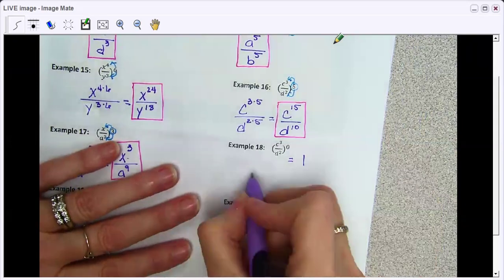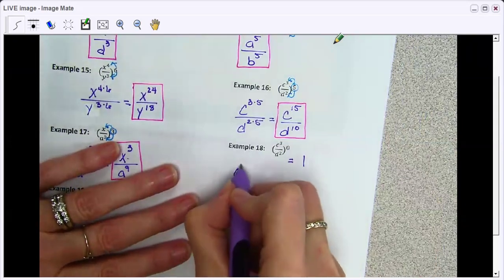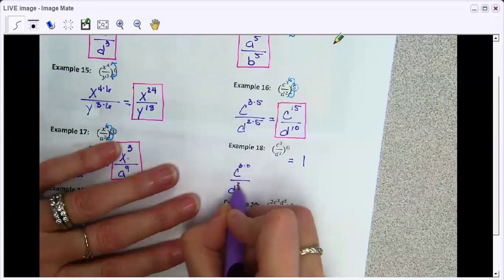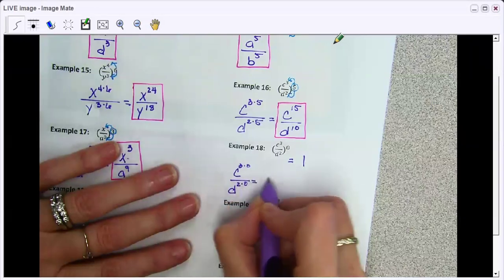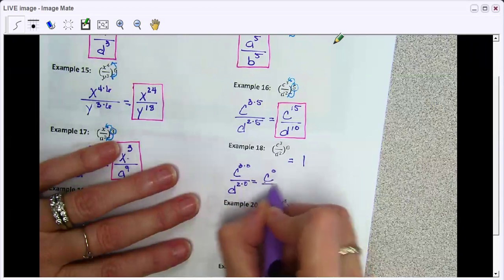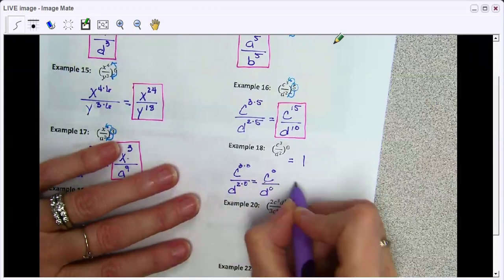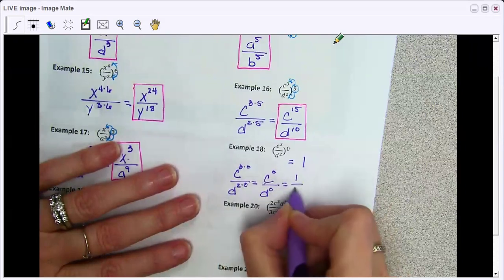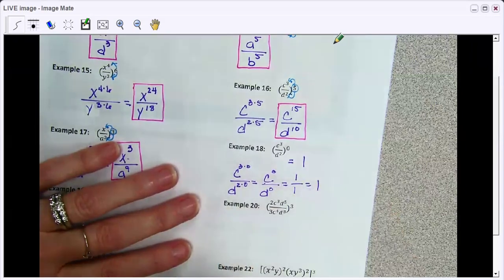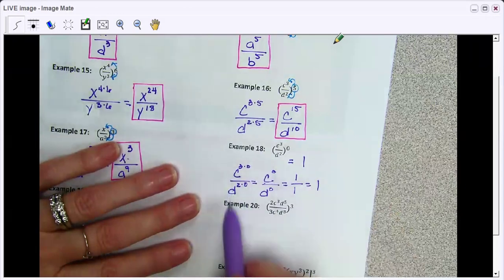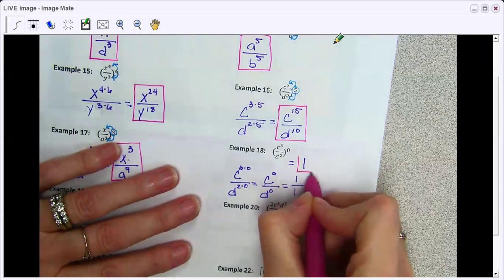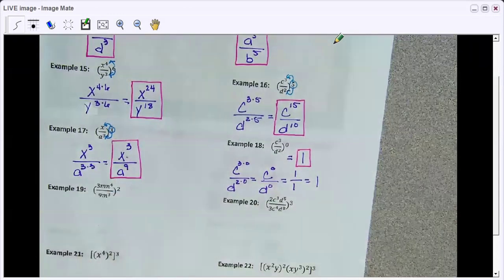But let me show you what's happening. You're taking c to the power of 3 times 0 over d to the power of 2 times 0, which equals c to the power of 0 over d to the power of 0. c to the power of 0 is 1. d to the power of 0 is 1. 1 over 1 equals 1. We do not need to do all of that work. You don't have to do that. Anything raised to the power of 0 is 1. So the answer is 1.